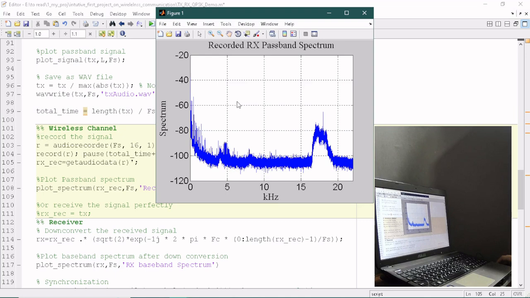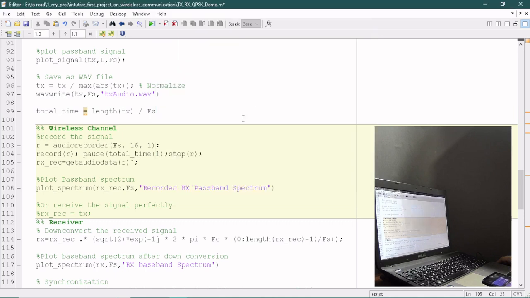Here we can see the received signal spectrum. Here we can see the received signal around the 18 kilohertz, and we can notice how it is distorted and how it is attenuated. So for example, let's try again, but maybe using the mobile further away from the mic or the receiver.